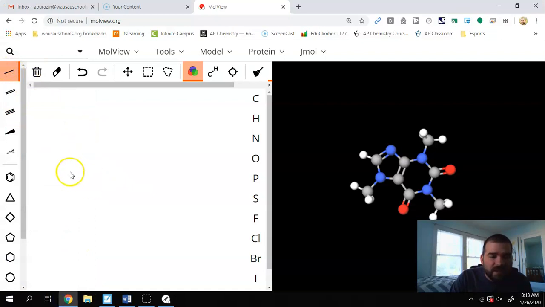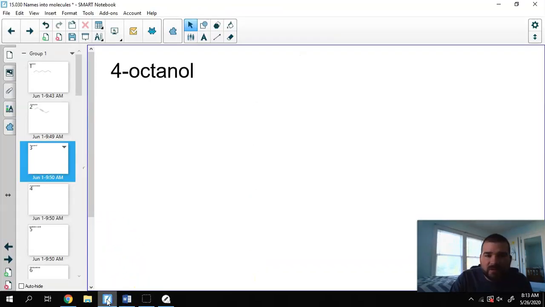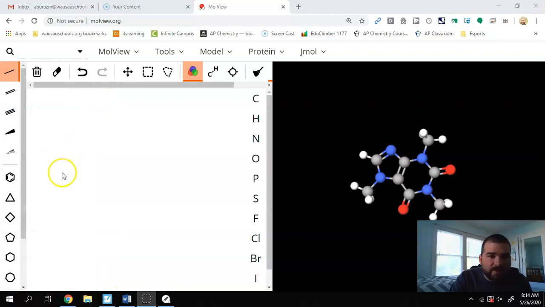So oct implies we have 8 carbons. And the ending -ol implies that we have an alcohol. So if we have an alcohol, that's an OH group. And that shows up on our 4th carbon in our chain. That's why the number's there. So I'm going to have 1, 2, 3, 4, 5, 6, 7, which is going to give me 8 carbons.